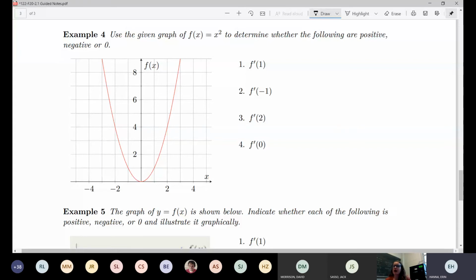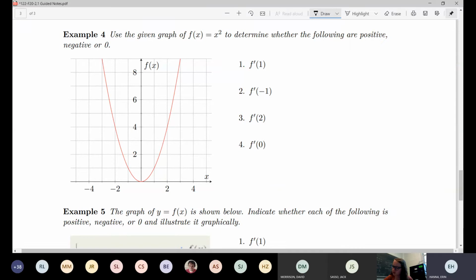All right, we've got the graph of x squared, and we want to determine whether the following values are probably positive, probably negative, or probably approximately 0. So these are all derivative values. Remember, the derivative is equivalent to the instantaneous rate of change, and the instantaneous rate of change is a slope, specifically the slope of this tangent line.